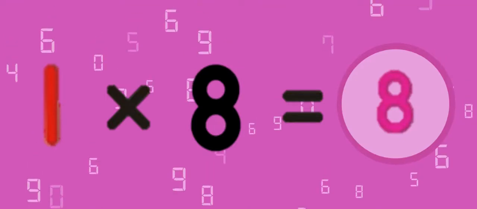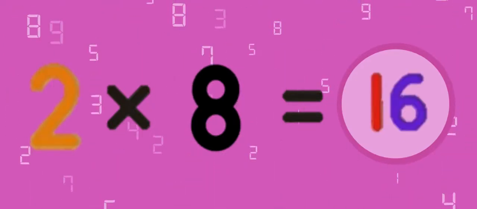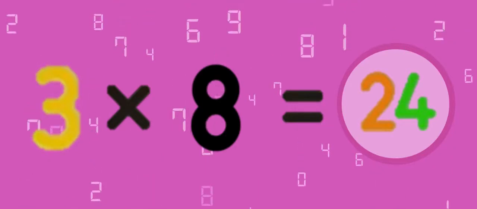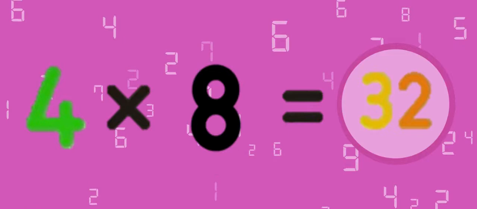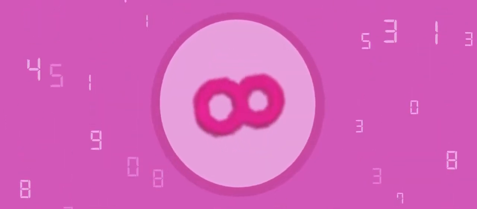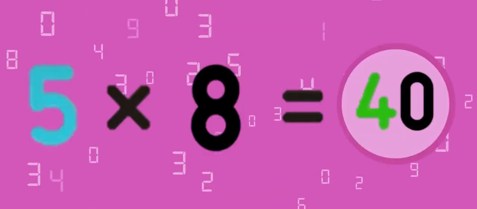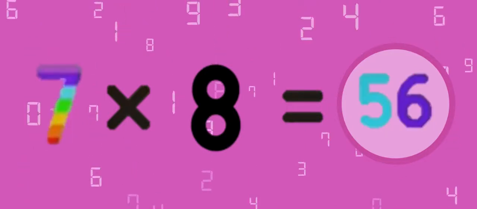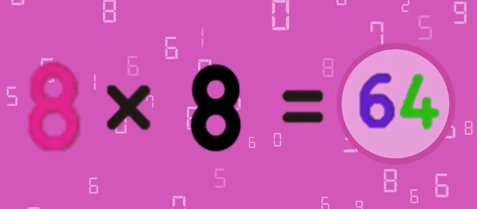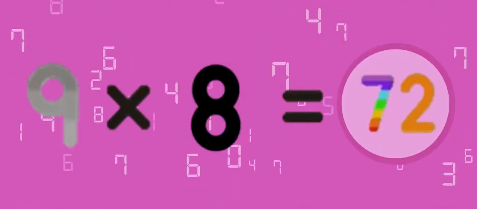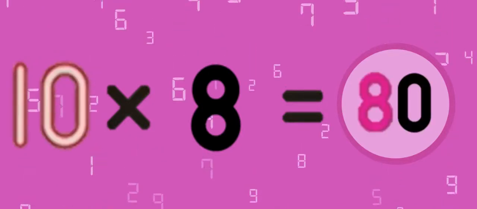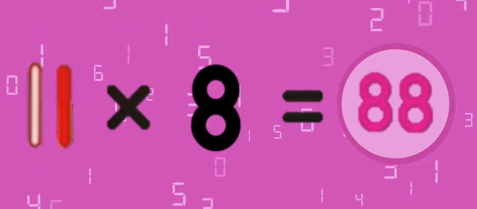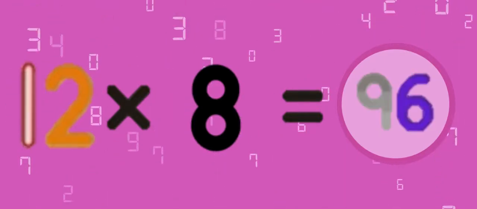1 times 8 is 8. 2 times 8 is 16. And 3 times 8 is 24. 4 times 8 is 32. 5 times 8 is 40. 6 times 8 is 48. 7 times 8 is 56. 8 times 8 is 64. 9 times 8 is 72. 10 times 8 is 80. 11 times 8 is 88. 12 times 8 is 96.